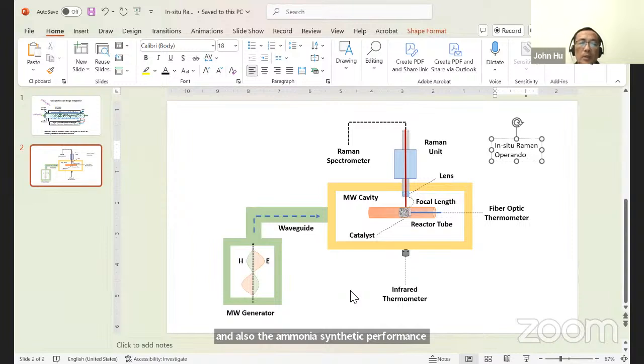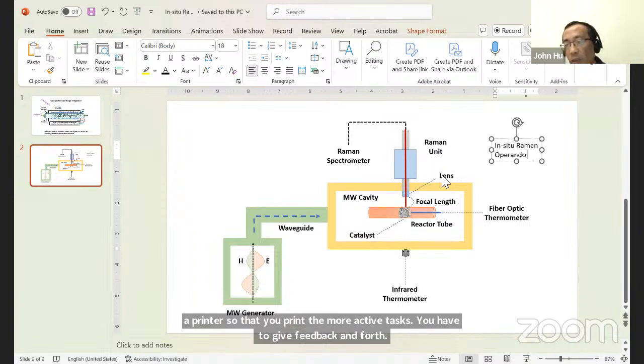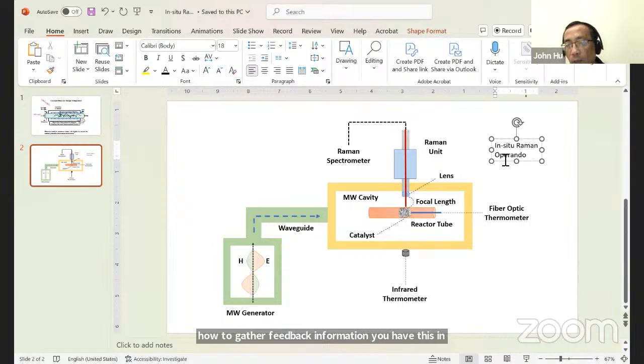So any question on this? I'm glad you asked questions, since you asked the three. How do we call the catalyst? Then we thought about 3D printing. So yeah, this is another way. After 3D printing, how do you monitor the activity? Then you give the information back to the 3D printing shop. Then they can optimize their printer so that you print the more active catalyst. You have to give feedback back and forth. How do you get the feedback information? You have this in situ Raman or operando Raman analysis provide you with data.